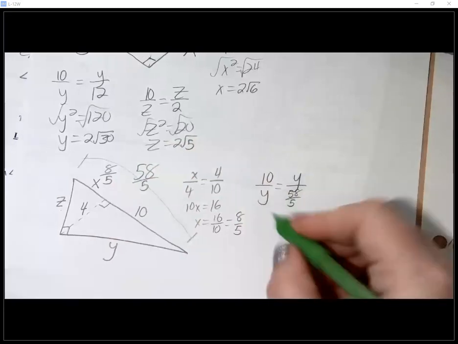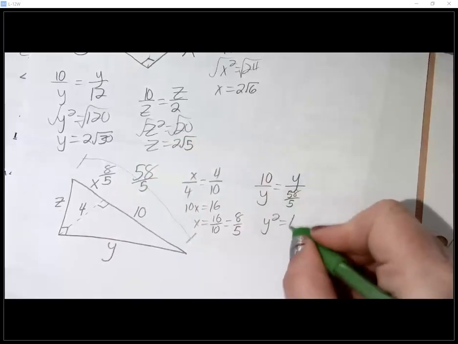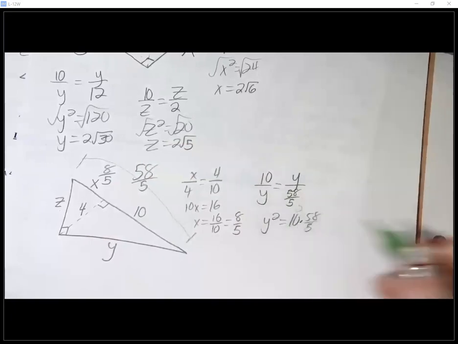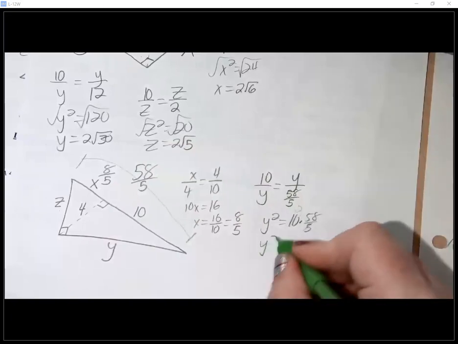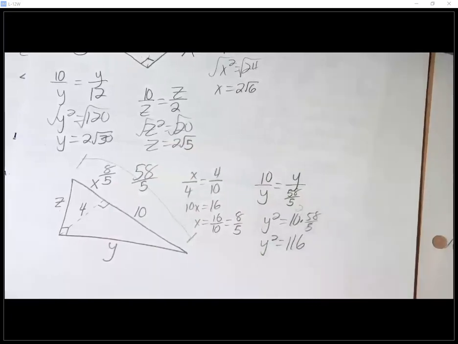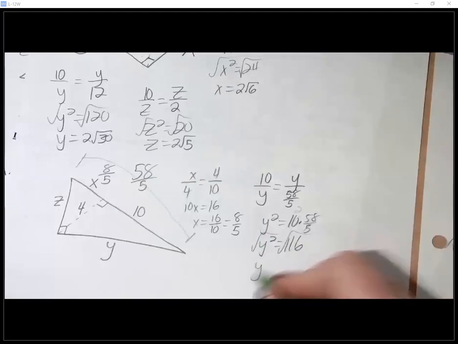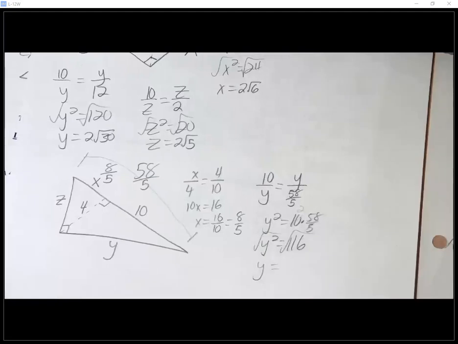All right, cool. So now I can cross multiply. I get Y squared equals 10 times 58 fifths. I can at least reduce that. That's 116. Am I right? Did you guys get what I got? You gotta double check. And now square root both sides. So what goes into 116? 4 does. Anything bigger though? No, 4 goes in 29 times. So it's going to be 2 root 29.